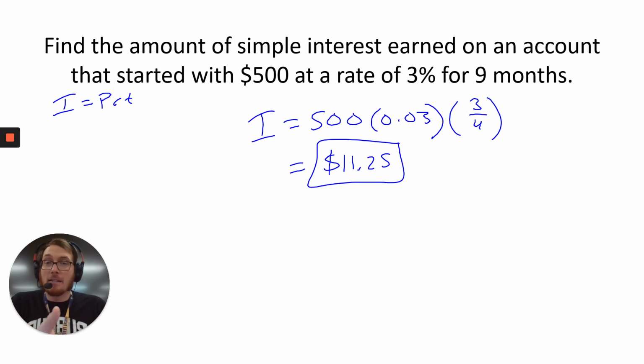The time in the formula has to be in years. So what you'll notice here is instead of 9 months, I put 3/4. Technically that's 9/12, but I simplified it down to 3/4. If it was 7 months, you'd put 7 over 12. If it was 10 months, it's 10 over 12 or 5/6. And then I multiply all of that together and I get $11.25. If you forget that it's months, there'll be a drastic difference in your answers. So you want to pay attention to that as you're looking at these questions.